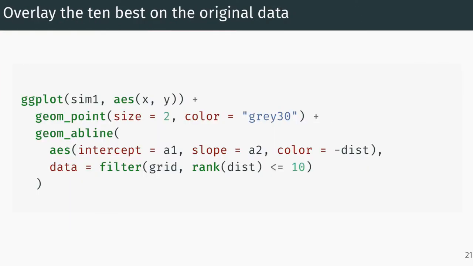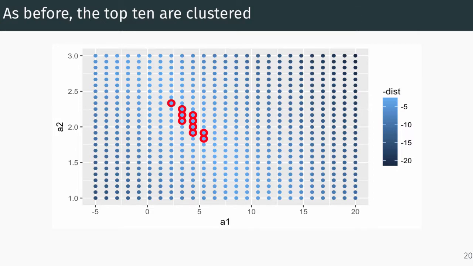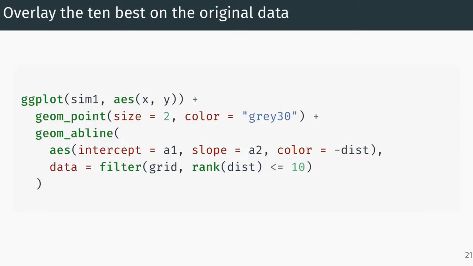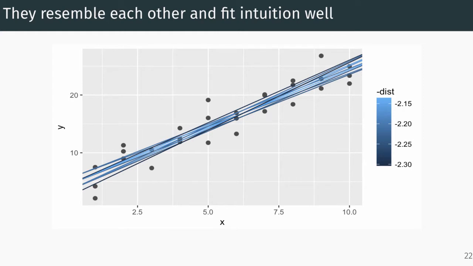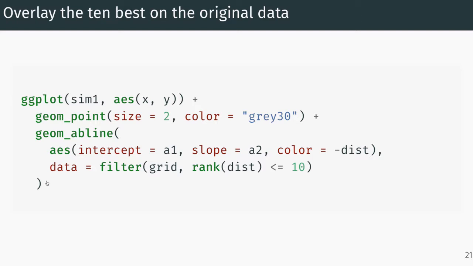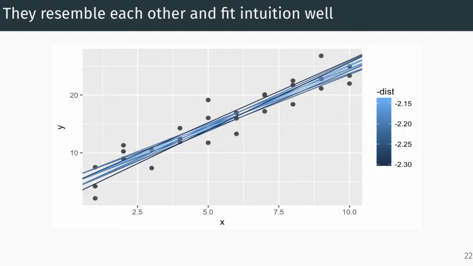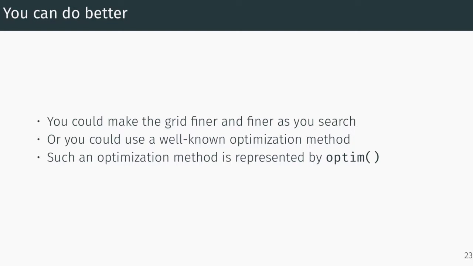Oh, so I kind of skipped over something here. So we need to take a look at those values. So those top 10 lines are a lot better than what we had before. A lot better. And we got those with the same exact plot that we did before. Okay, but they match our intuition much better. So as I said, we could keep doing this, or another thing we could do is use a well-known optimization method. And that optimization method that we're going to try next is represented by a function called optim.